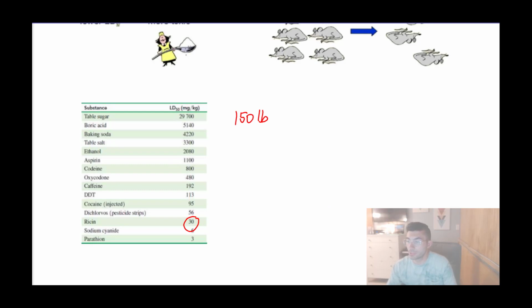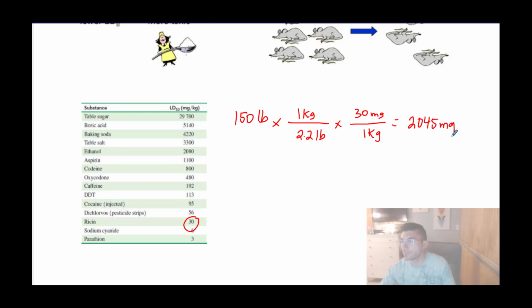But this is in milligrams per kilogram of body weight, and we have pounds here. So we use the conversion that 1 kilogram is equal to 2.2 pounds. And that will help convert the body mass from pounds to kilograms. And once we have kilograms, then we can use the LD50, which says 30 milligrams of ricin is toxic for every kilogram of body mass. If we do the math, it's 150 times 30 divided by 2.2, and you get approximately 2,045 milligrams of ricin.